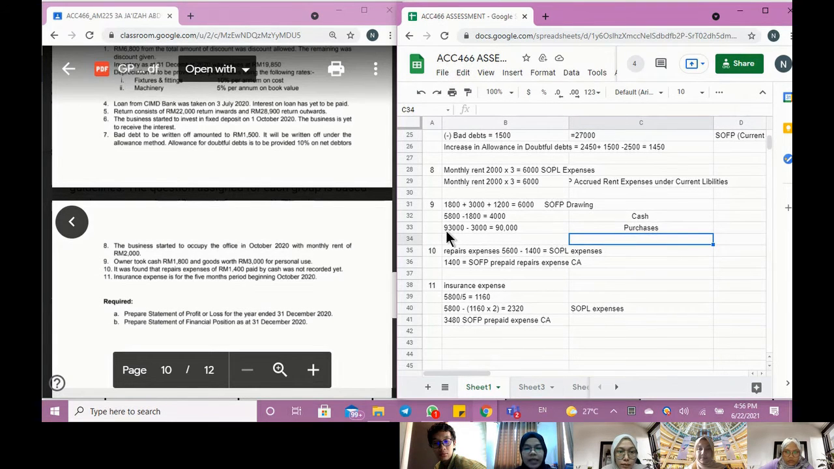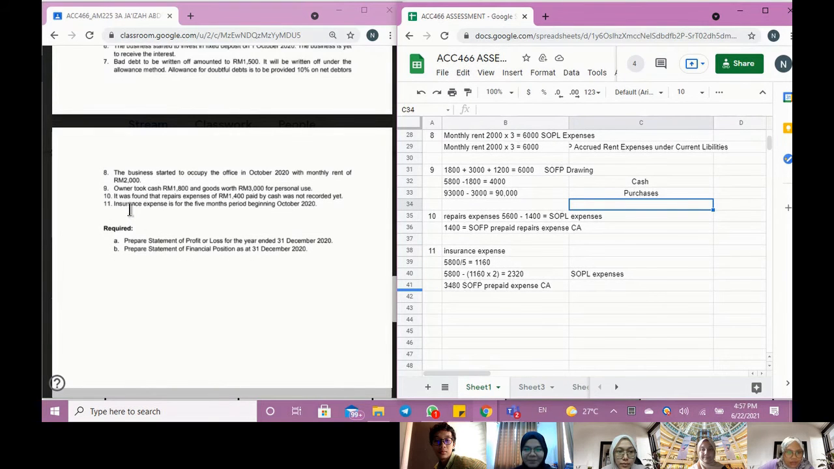Then in the statement of profit or loss, the total of purchases used can be found by minus 93,000, the total given in the table, with the total of goods, which is 3,000. So this is put under the cost of goods sold.